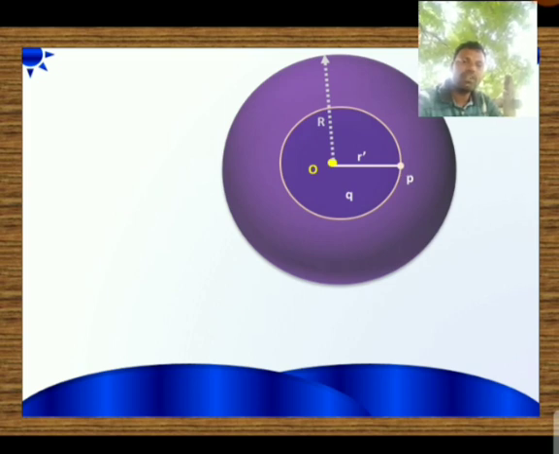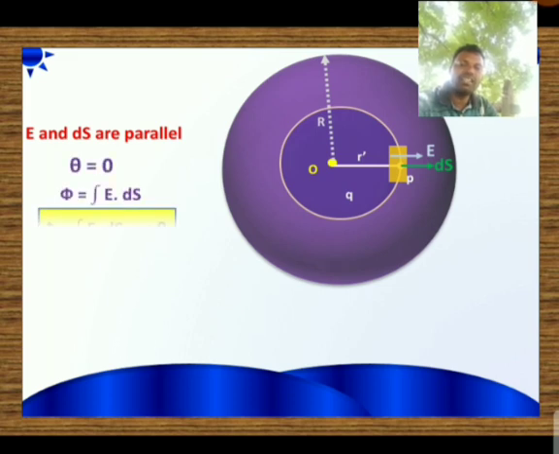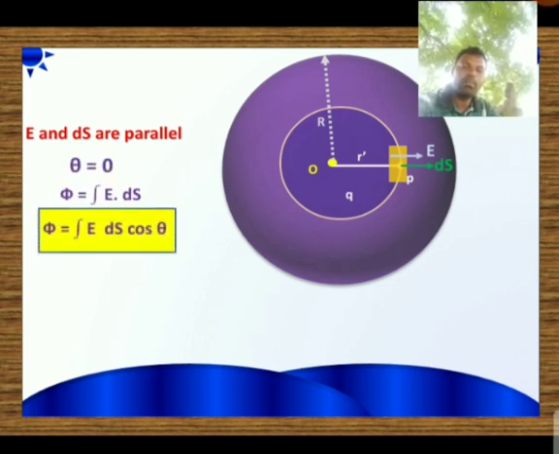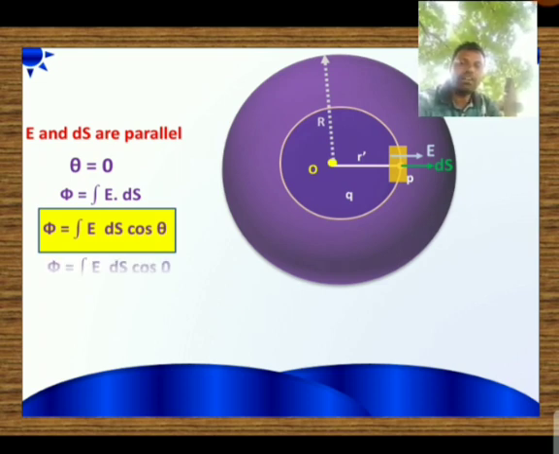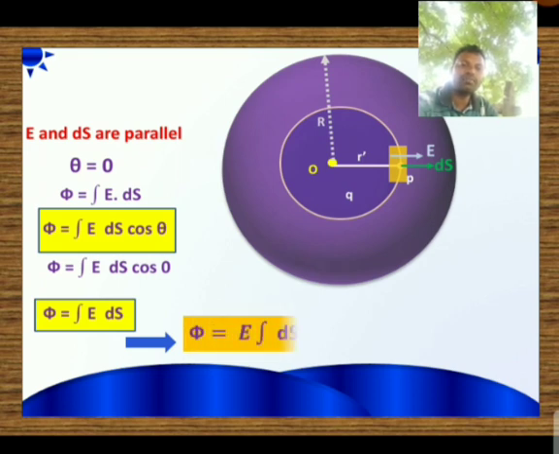Now what do I have to do? I have to take a small area ds, and the electric field is in this direction. Again they are parallel to each other, E and ds, so theta becomes 0. Using the general formula of flux, integral E ds cos theta, theta becomes 0, then I will get E ds. If I integrate, E is constant, so we get E into S.